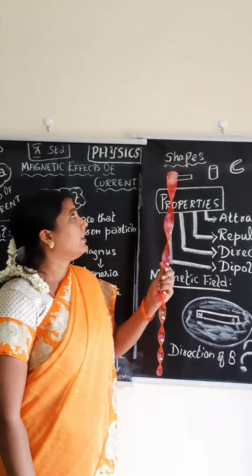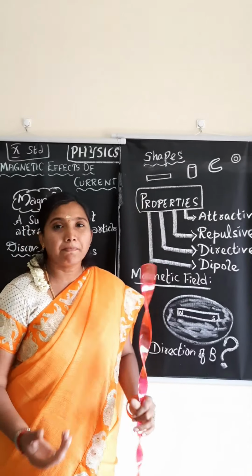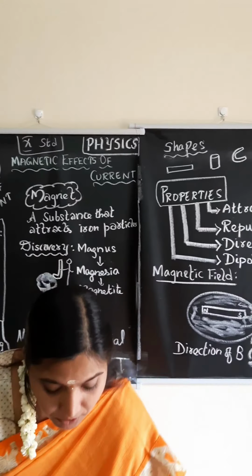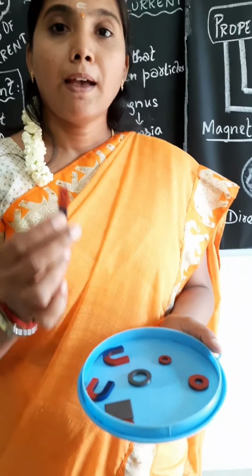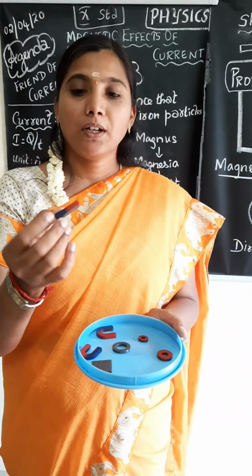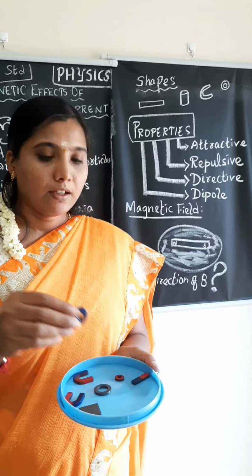Next, we are going to see about different shapes of magnet. We can make the magnet in different shapes. You would have seen them already. Now we are going to see this is a bar magnet. You can see it is painted red and blue, denoting its poles.